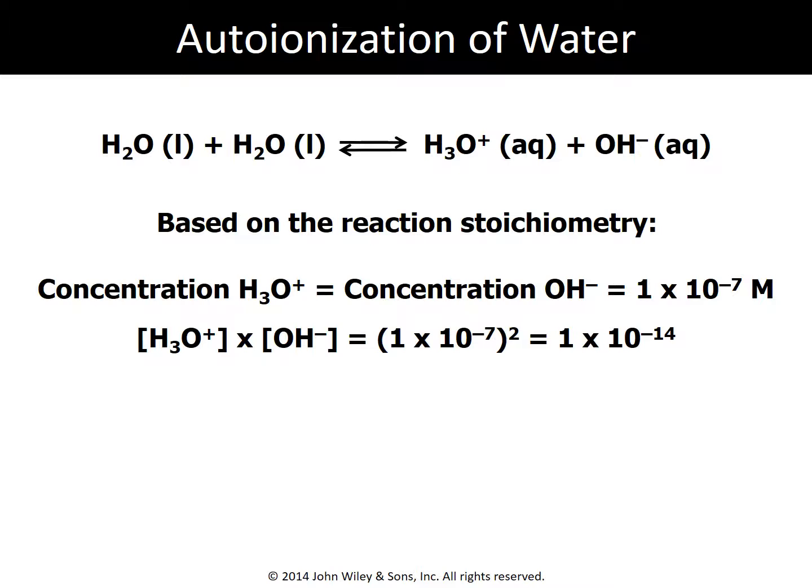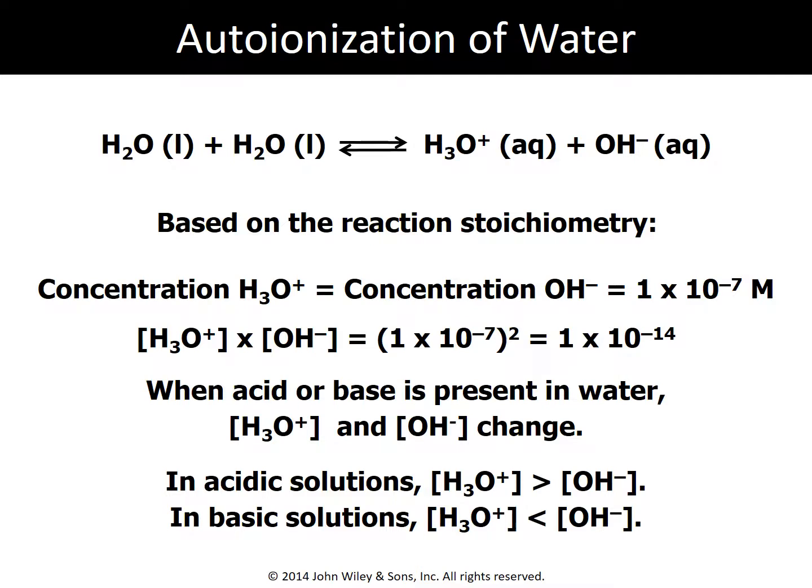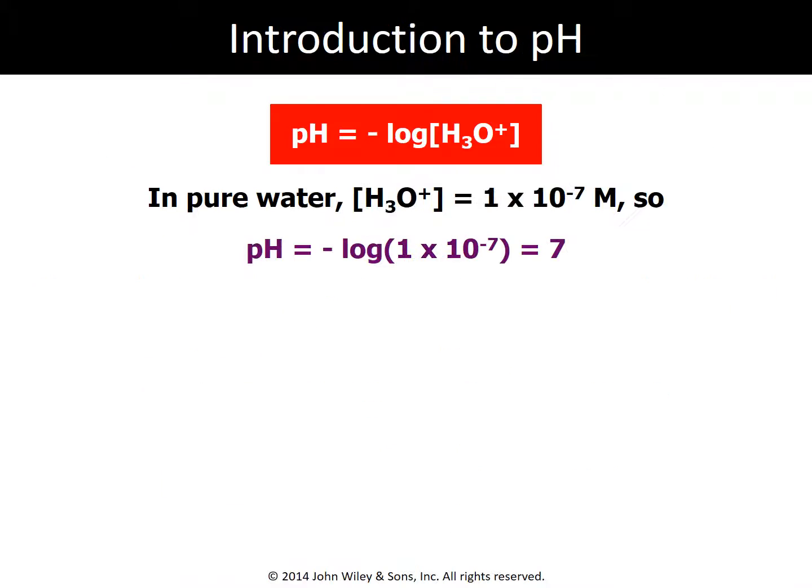Now, I don't need to hold you accountable for these numbers, but what I do want you to know is that for acidic solutions, our hydronium ion, our H3O+, is going to be in greater concentration, and in basic solutions, our OH- is going to be in higher concentration. And this makes sense if we know what acids and bases do.